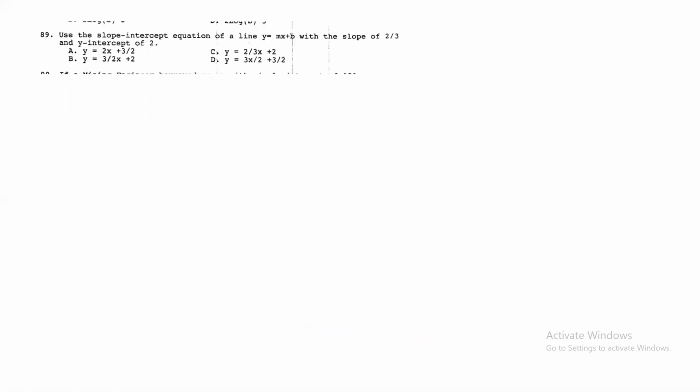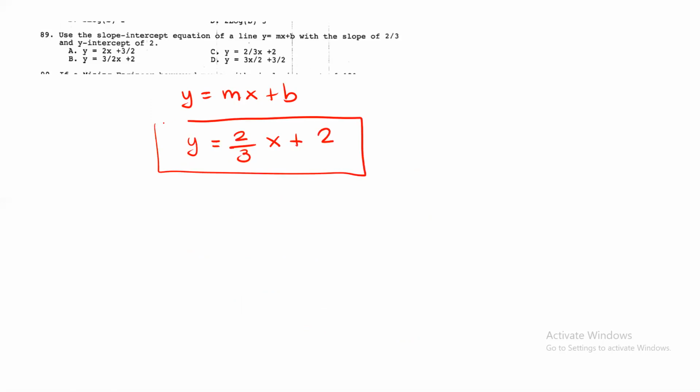The next, 89, use the slope-intercept equation of a line y is equals to mx plus b with slope of 2/3 and y-intercept of 2. So medyo madali lang din itong 89, no? So y is equals to mx plus b. So ang m natin is 2/3. Ang b natin, yan yung y-intercept. So 2. So yun na kagad sagot. 2/3 x plus 2, letter C.